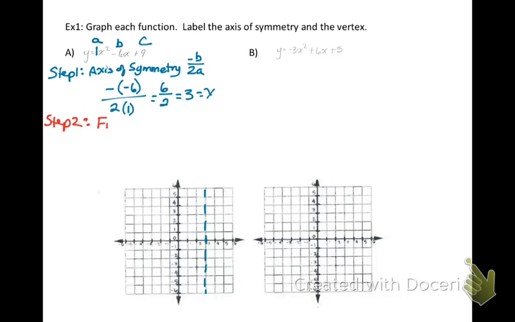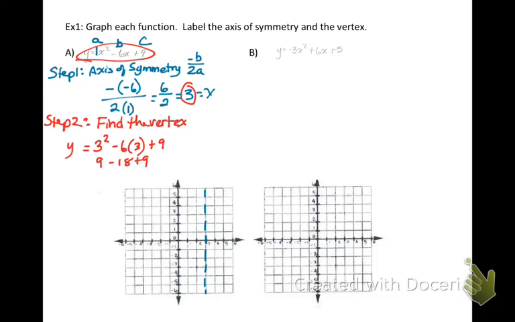Find the vertex. So you're going to take the equation they gave you at the beginning, and you're going to plug in 3 for the x's. So it's going to be 3 squared minus 6 times 3 plus 9. So we just substituted 3 in for the x, and this will be our y. And so that would be 9 minus 18 plus 9. Did the math, and that equals 0, and that's y.